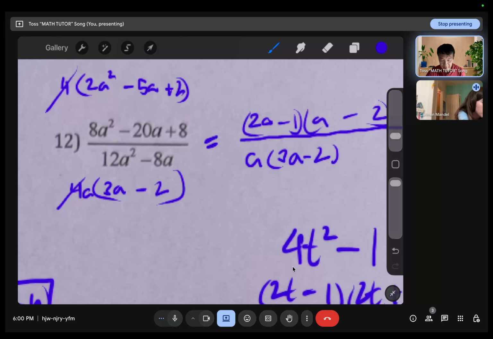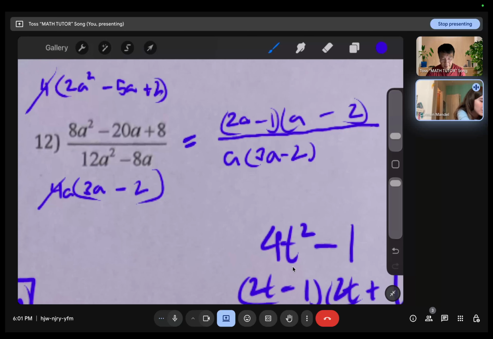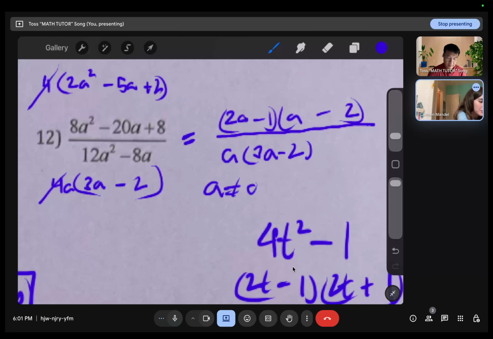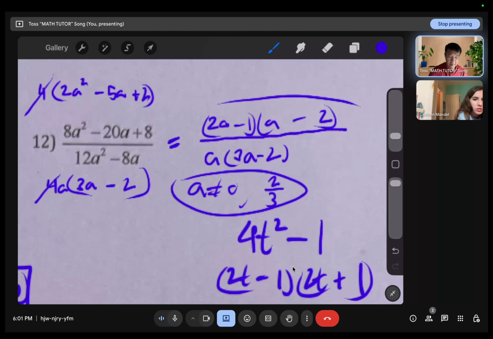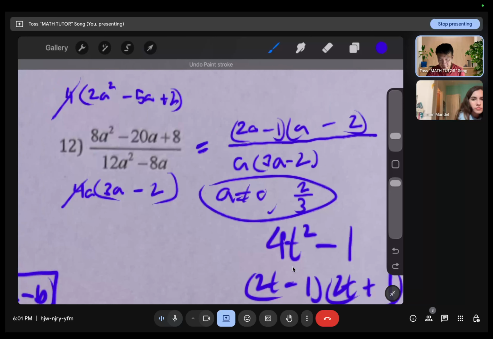So the denominator can't be 0. So a cannot be 0, or negative... or 2 thirds. Yeah, 4 and 2/3? You mean 2 thirds? Oh yeah, 2 thirds. So this is the restriction and this is the answer. But I don't see that we did anything wrong.